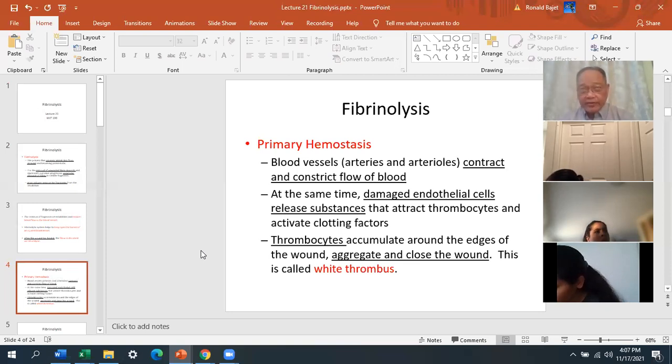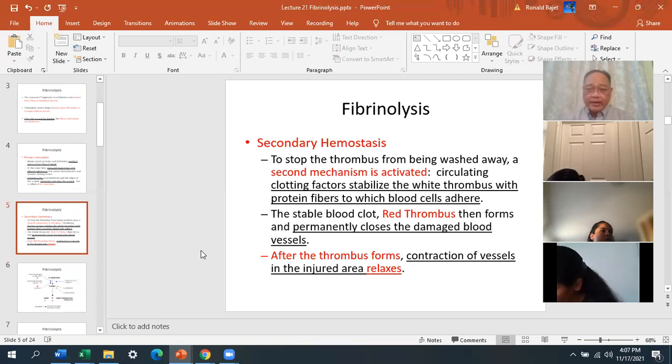So they physically change due to a chemical response from the endothelial cells when you get a cut, okay, when you get an injury. So these thrombocytes or platelets will start to aggregate and close the wound. This is called the white thrombus. That's what I discussed last time. But the aggregation of platelets on top of a wound is called the white thrombus. Make sure you know that. That's the first part. The platelet aggregation to stop the bleeding is called the white thrombus.